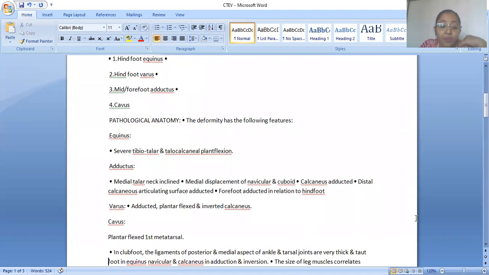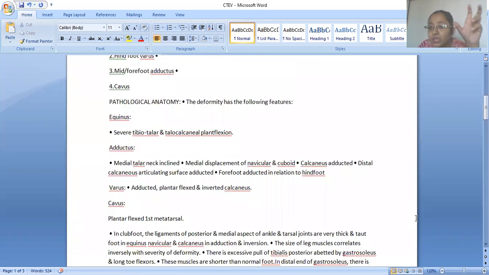Okay. Then the fourth component is cavus. What we will see in cavus, as I have explained in the presentation, is the plantar flexed first metatarsal. The first metatarsal, like our thumb, will be severely plantar flexed. Okay, so these are the pathological anatomy of all the four components of the CTEV.